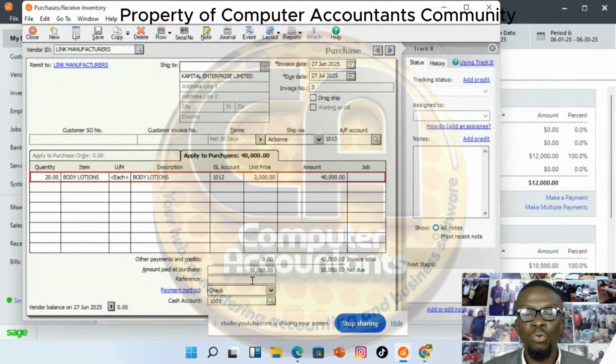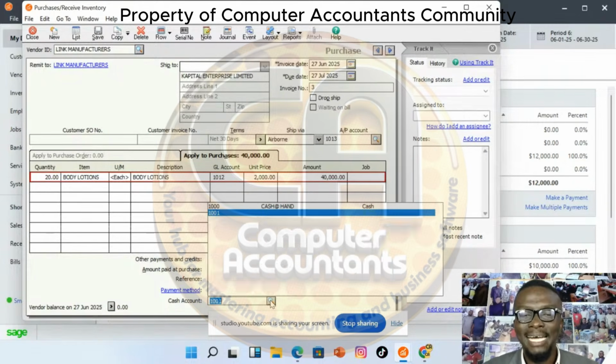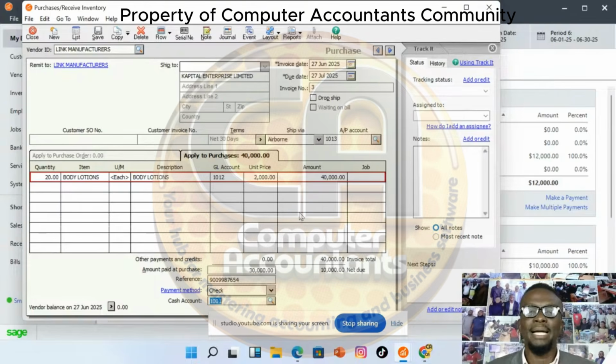So it was paid by check. That 15 was paid by check, right? So this is the check number. Okay, it was paid by check. So the payment method is already showing check. Then you have the cash account was through Spiritual Bank. That is our bank. Anything check means that it has passed through the bank.